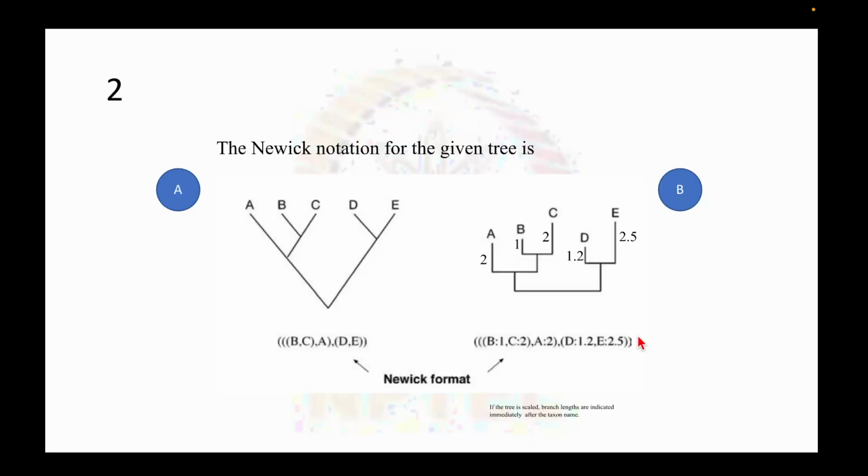I hope everybody is clear how these trees have been drawn. Yes, sir. Thank you, sir.